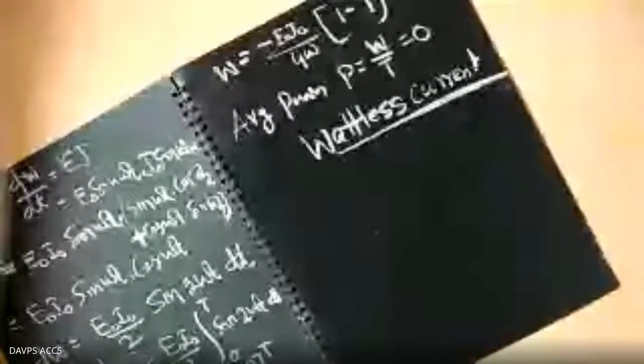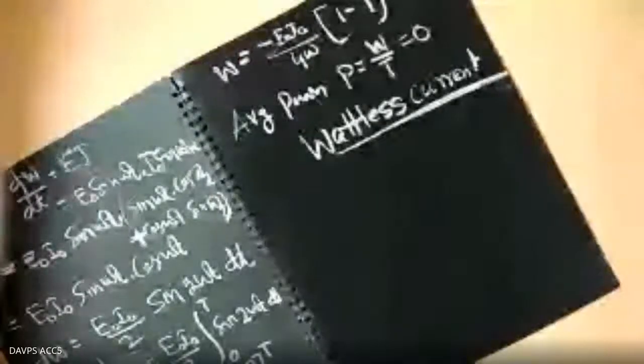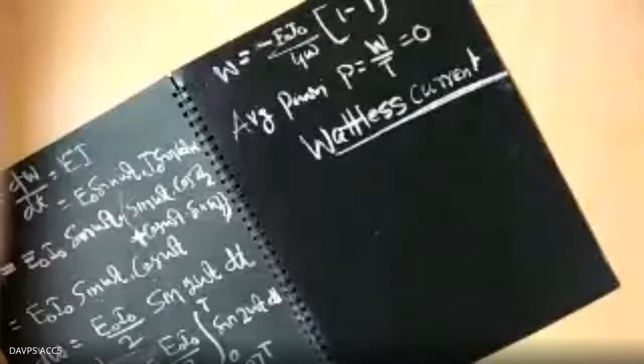Sir, the current that does not contribute to the rate at which work is being done in the circuit is called wattless current. And where do you get it? Anybody can answer. Sir, wattless current in a circuit containing pure capacitor.